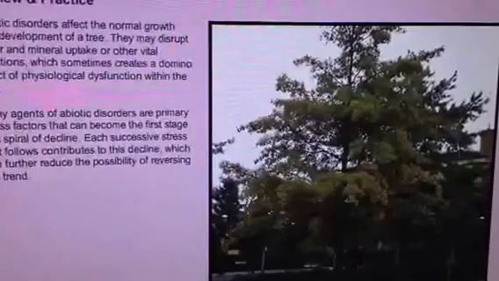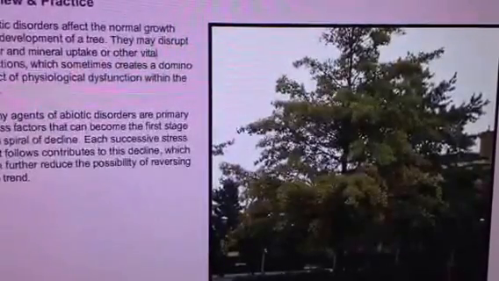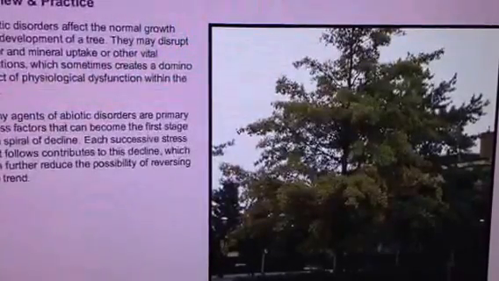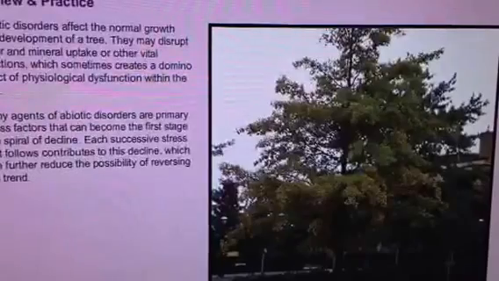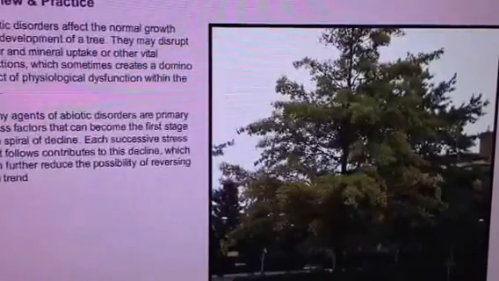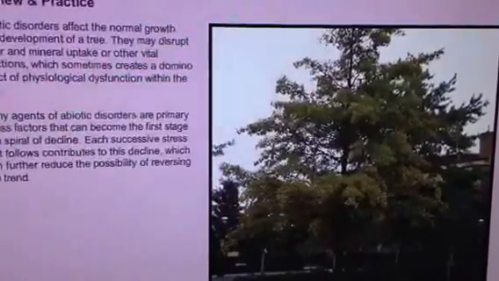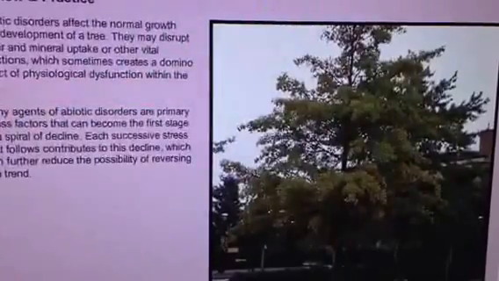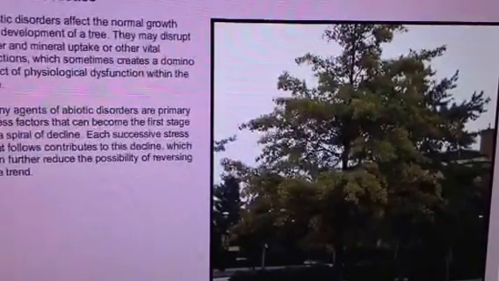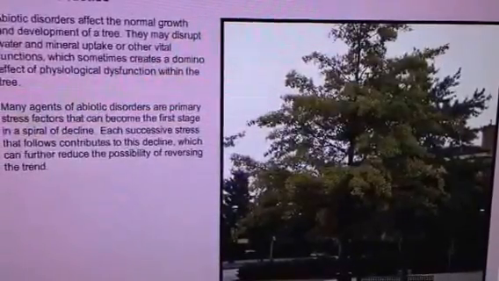Abiotic disorders affect the normal growth and development of a tree. They may disrupt water and mineral uptake or other vital functions, which sometimes creates a domino effect of physiological dysfunction within the tree. Many agents of abiotic disorders are primary stress factors that can become the first stage in a spiral of decline. Each successive stress that follows contributes to this decline, which can further reduce the possibility of reversing the trend.